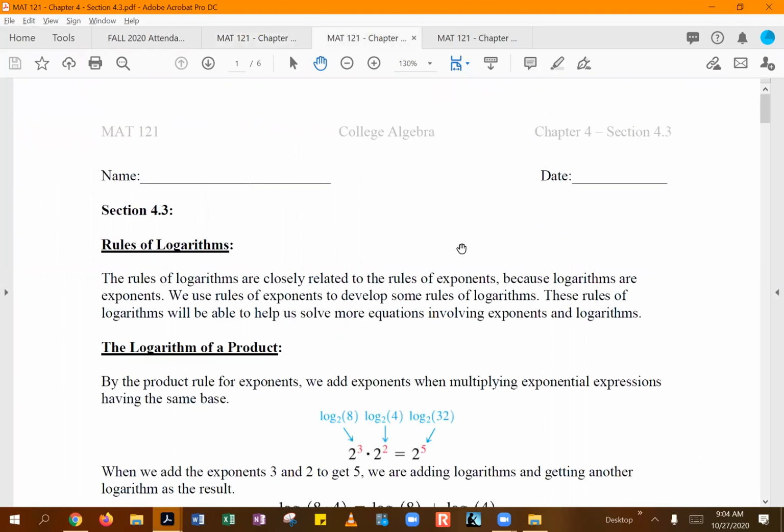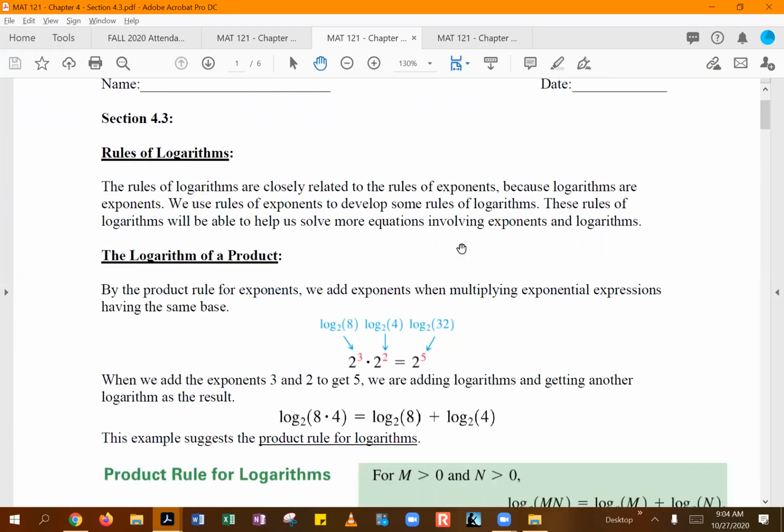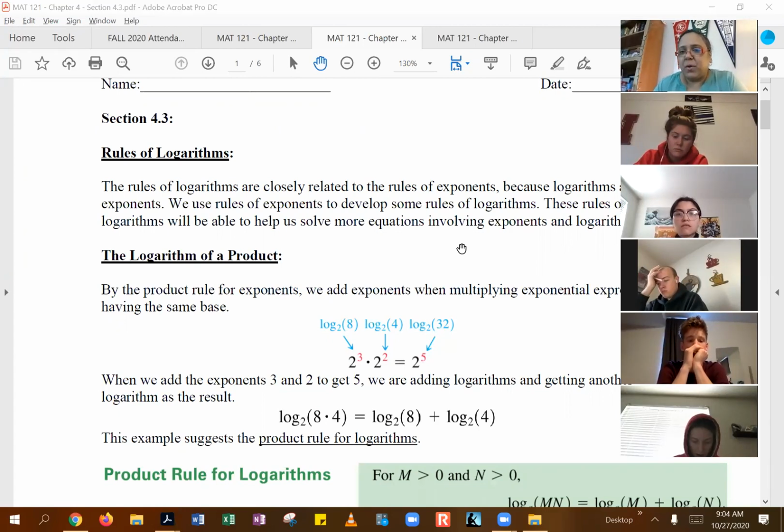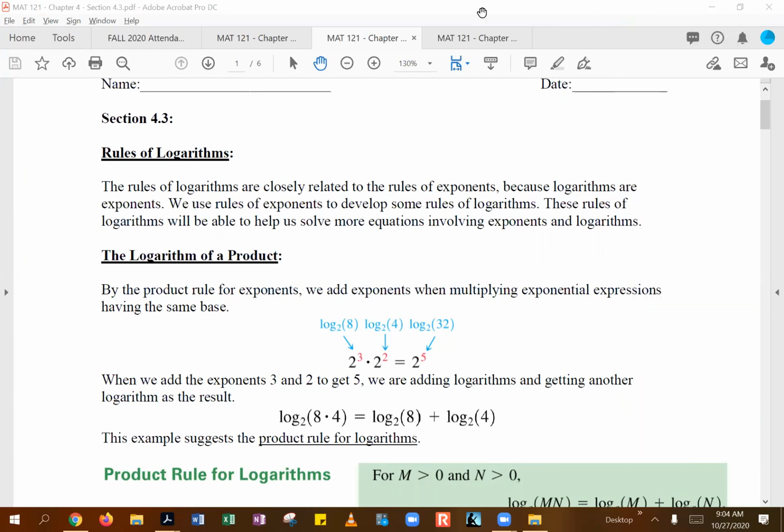So that was just your basic introduction into logarithms with the graph and how you can solve some of these logarithmic equations. But as you can see in section 4.3, we are getting into rules of logarithms. So I had asked you guys to review the rules for exponents. So if you've actually done that, then you will see how these rules tie up from exponents into logarithms. So we are starting out with our product rule over here.